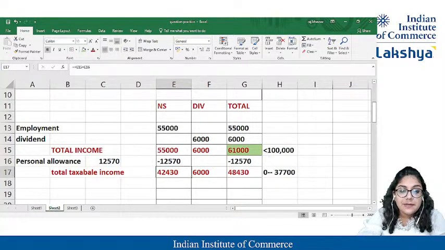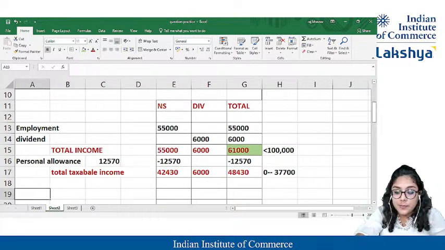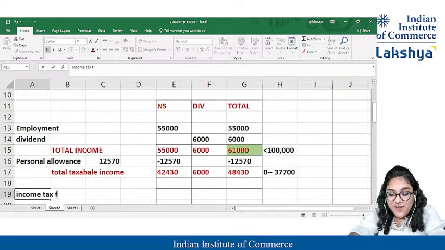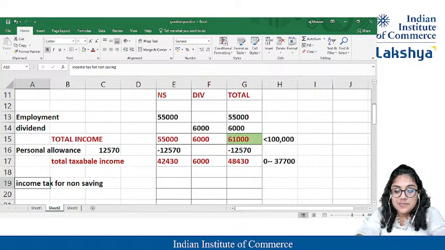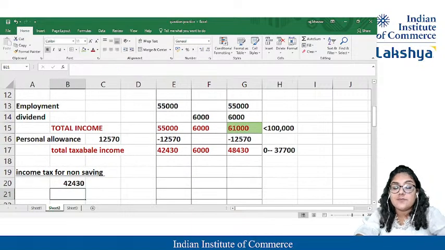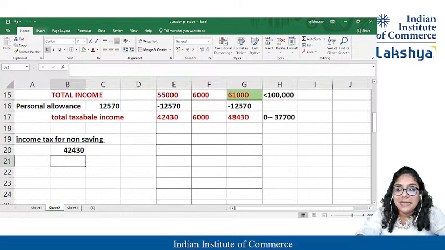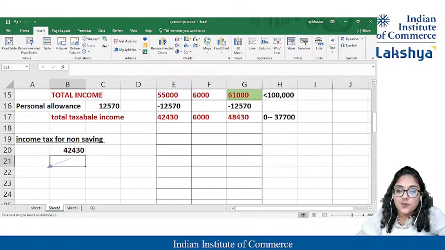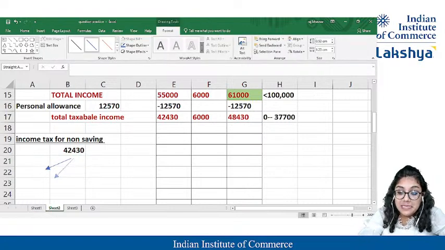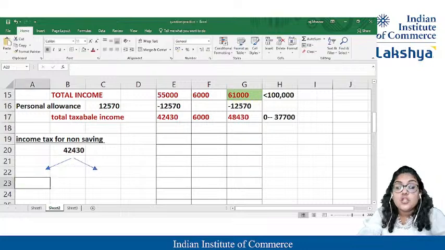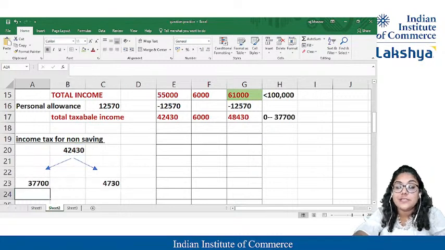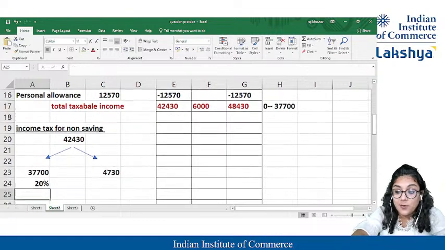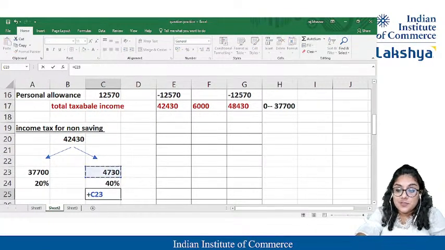Okay, so first we have to calculate the taxes for my non-savings. So I'll write it over here, income tax for non-saving. What is my total non-saving income? Total income 42,430. What is the tax, guys? You all have to write in the proper format like this, but just for the explanation I'm showing you all. I feel this is easier, but then you all have to write it out. Initially 37700, and the difference needs to be taxed. Over here it should be taxed at the rate of 20%. Over here it's 40%. So guys, this is the tax.